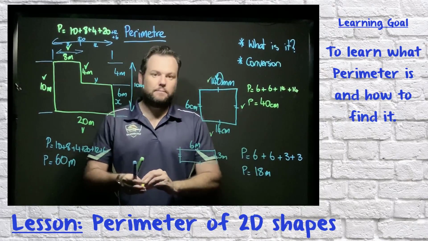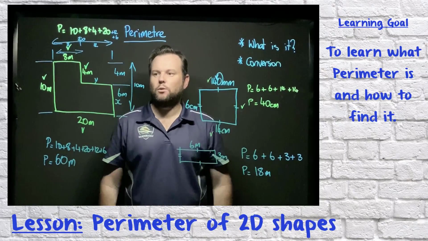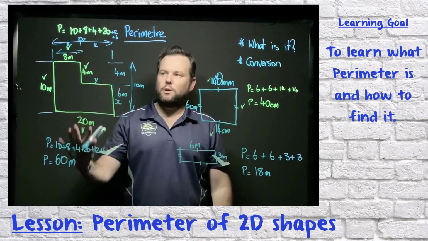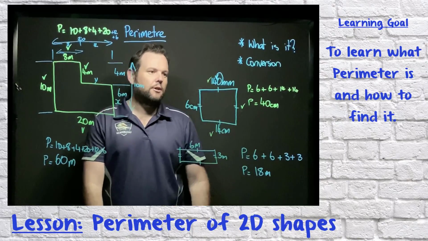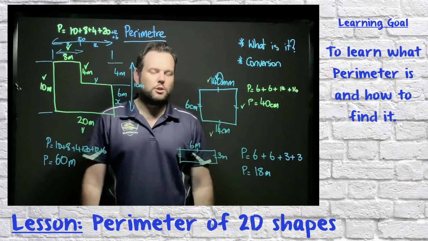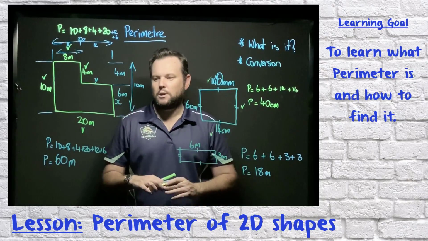That's basically perimeter. It's not going to be too much more difficult than that. You'll get investigation questions where you need to find missing lengths. You'll get simple questions to start off with, and you will also get questions where you need to do conversions. So, good luck.